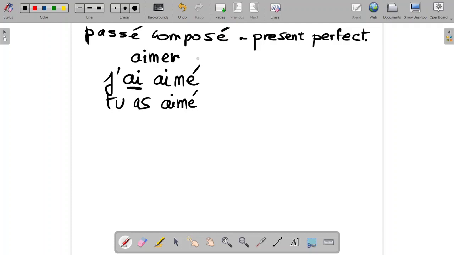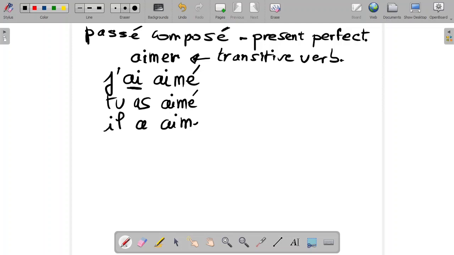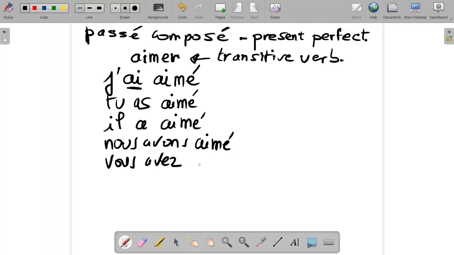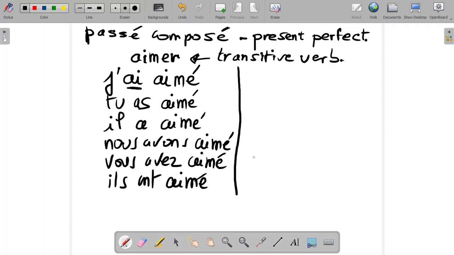The reason why you use avoir, to have, as an auxiliary verb is because aimer is a transitive verb. And I'll explain that a little bit later. But okay. J'ai aimé, tu as aimé, il a aimé. Nous avons aimé. Vous avez aimé et ils ont aimé. Okay, so that's one.